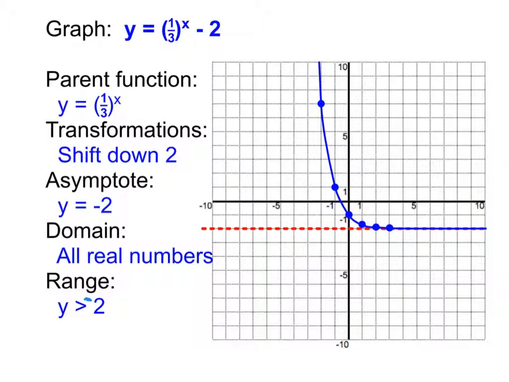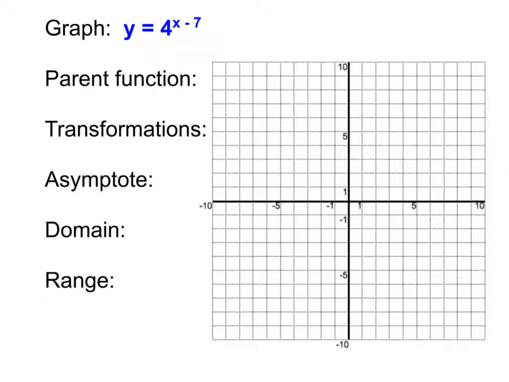Sorry about that. On your second graphing grid, I'd like you to now graph this function, y equals 4 to the power of x minus 7. So we can remember how to do it with whole numbers and how to deal with that -7 that's in the exponent.